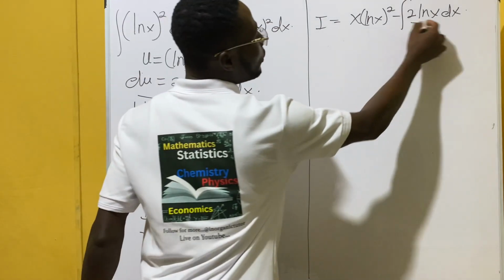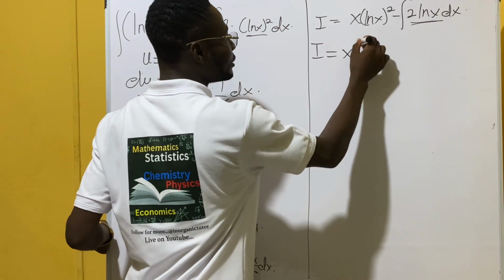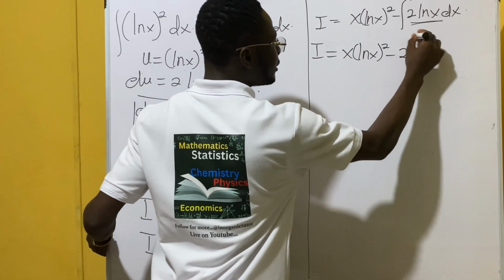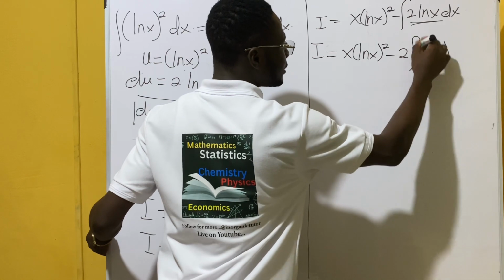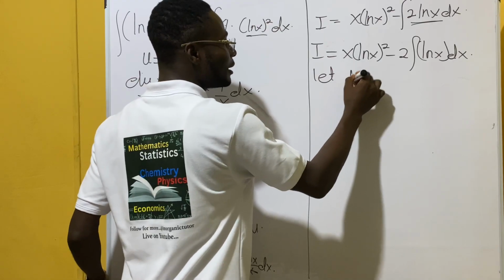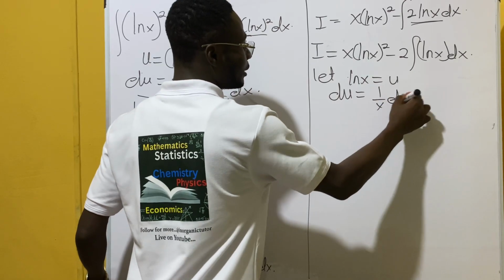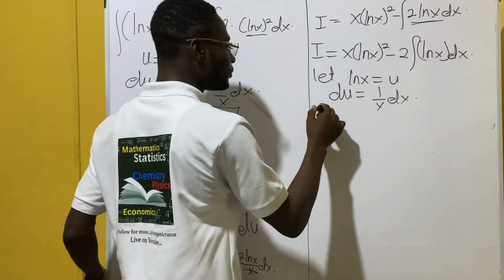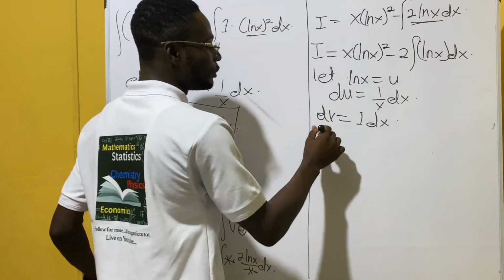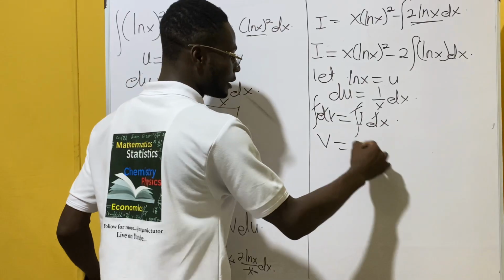So this we have to do a second time. Here we can say that the integration will be equal to this minus 2 times the integral of ln x dx. Here again we let u equal ln x, so du is equal to 1 on x dx. Then dv is equal to 1 dx, so integrating both sides, we have v equals x.